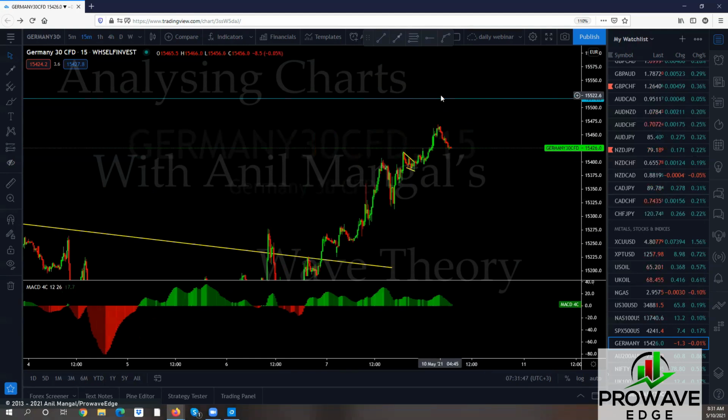But I think we're breaking that top first. So I would assume that this is going to come here, break the top, and then they will go into deeper consolidation and continue to go up.